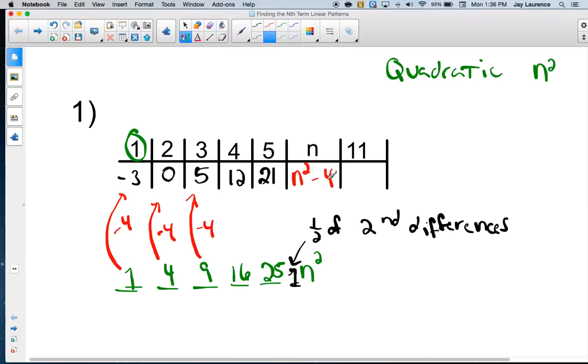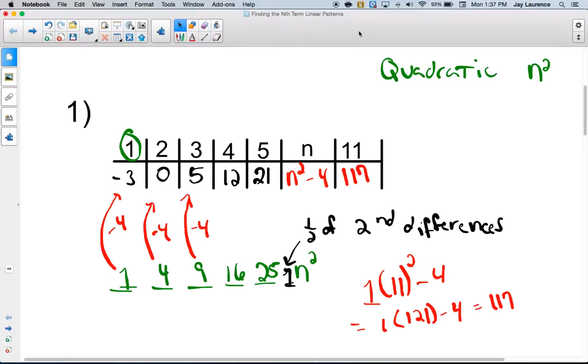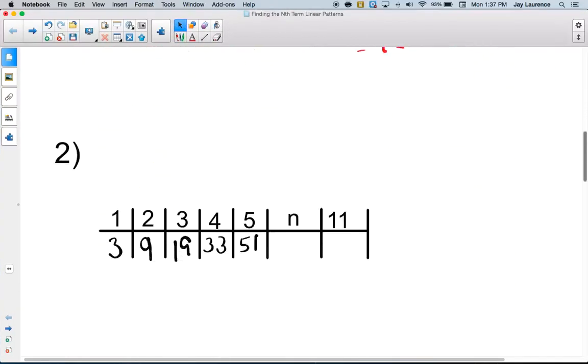minus 4. To figure out the 11th term, I will do, I guess I should put the 1 out front, 1 times 11 squared minus 4. And that's going to equal 1 times 121, right? 11 times 11, which is 121, minus 4 is 117. And so my 11th term of this pattern is 117. That's pretty easy. It's very similar to what we did yesterday. You just have to notice that the second differences are the same, and therefore the exponent on the variable is going to be the second power.